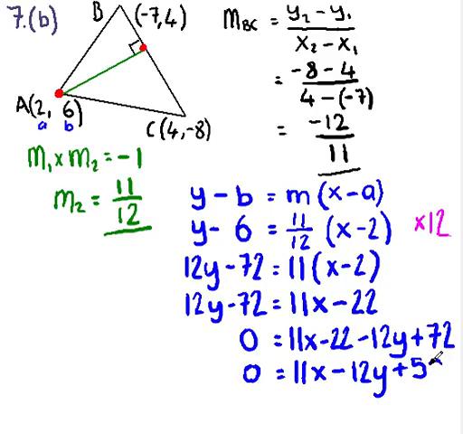And what we'll do now is just flip this round so that we have 0 on this side. So that's 11x minus 12y plus 50 equals 0. And that's the equation of our altitude from A.